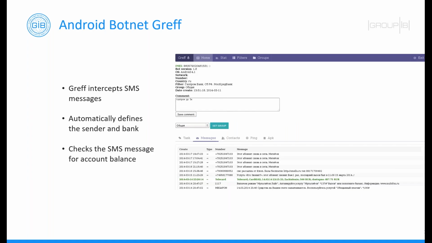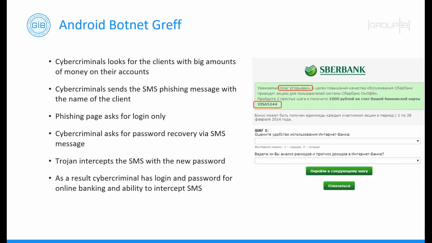The example of the Android botnet named Greph: it is capable of intercepting SMS messages, automatically identifying the sender and the bank, and of course checking the SMS message for account balance in order to understand how much money each user has. Of course, cyber criminals will look for the clients with big amounts of money on their accounts, and they will send an SMS phishing message with the name of the client, because they know it, they've learned it.